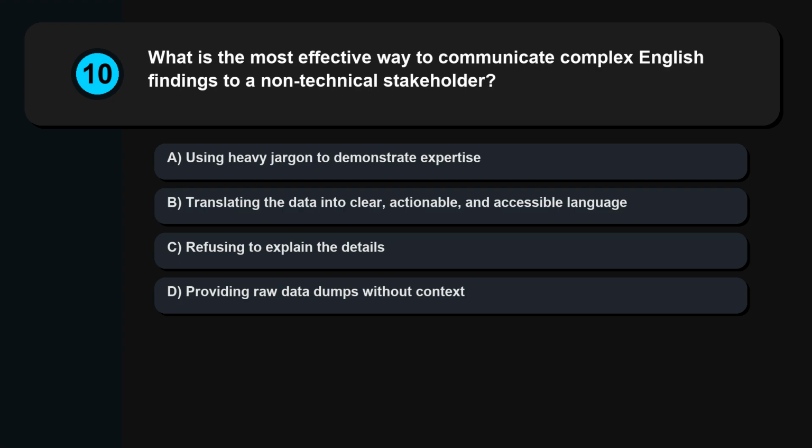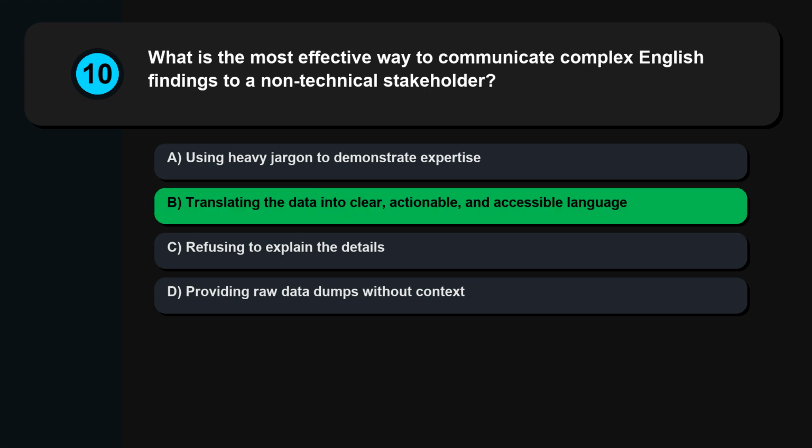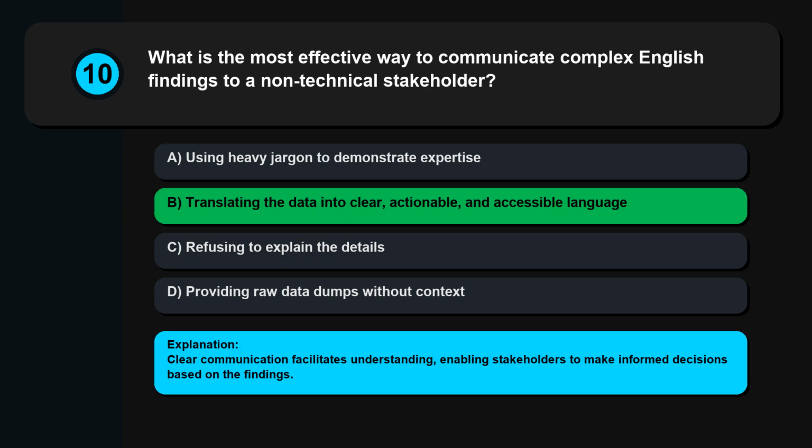Question 10. What is the most effective way to communicate complex English findings to a non-technical stakeholder? Using heavy jargon to demonstrate expertise, translating the data into clear, actionable, and accessible language, refusing to explain the details, providing raw data dumps without context. Clear communication facilitates understanding, enabling stakeholders to make informed decisions based on the findings.